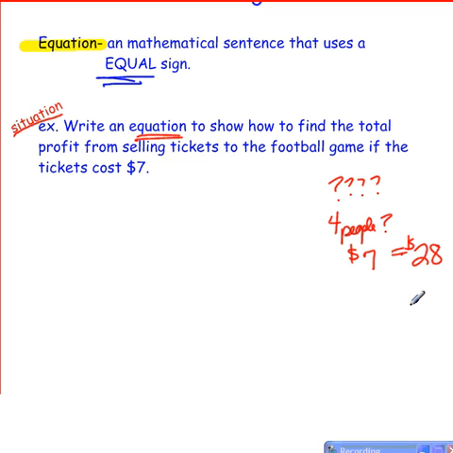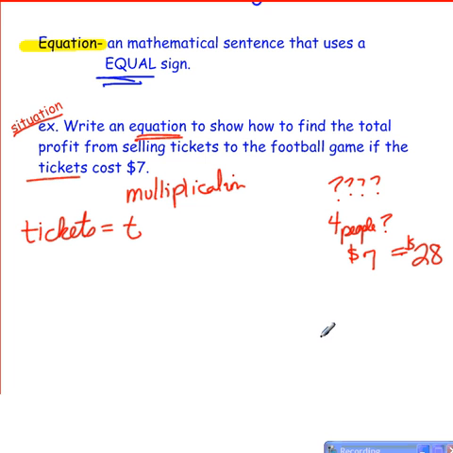Now, mathematically, how could we write that down? How did I figure this scenario out? Well, I did 4 times 7. So I know that I'm looking at multiplication that is going to be used somewhere in this equation. And I know that I'm going to use the $7, the cost of each ticket. What other information do I have? I have tickets. I need a variable that would represent tickets. I'm going to say T.